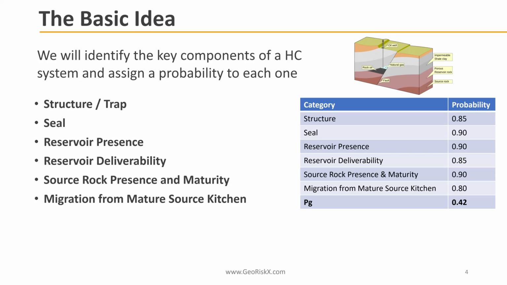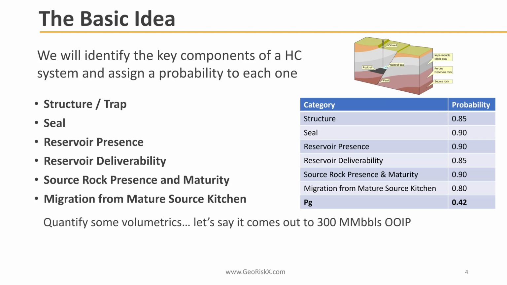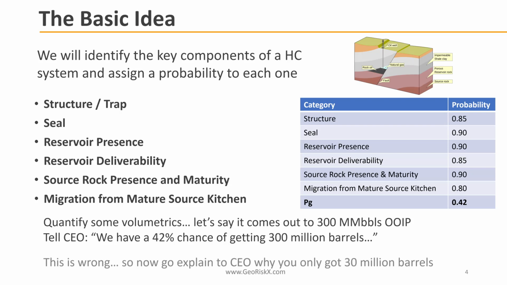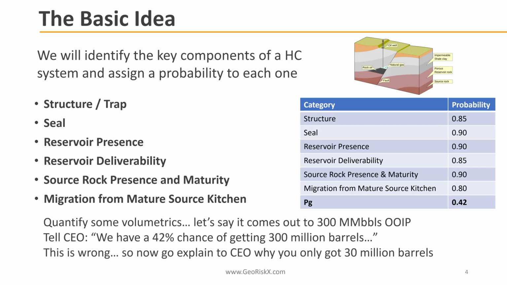All right, that's not that hard, right? All of you are capable of doing that math. And so then you calculate some volumetrics on that prospect, and let's say it comes out to 300 million barrels of oil in place. And then you're ambitious and you run off and you tell the CEO, hey, we have a 42% chance of getting 300 million barrels. And the CEO says, oh, that's great. Let's go drill this well. Well, unfortunately, you didn't do all the work, and what you told the boss wasn't accurate. And when you come back and you've only got 30 million barrels, now you've got to explain to the CEO why you got that wrong.